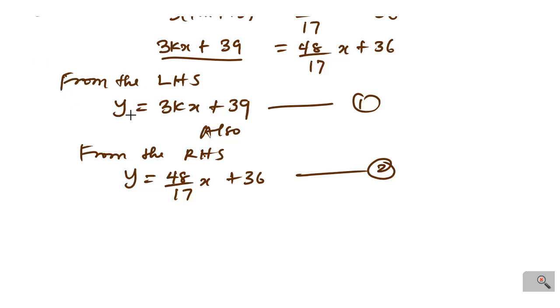Now that we have written both of them in slope-intercept form, let's recall the condition again. The condition says that a system of linear equations will have no solution when the two equations have the same slope but different y-intercept. Definitely for equation 1 here, the intercept is 39. Equation 2, the y-intercept is 36. So it has fulfilled the condition.